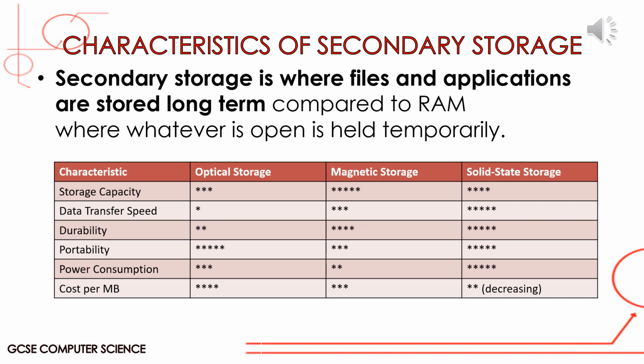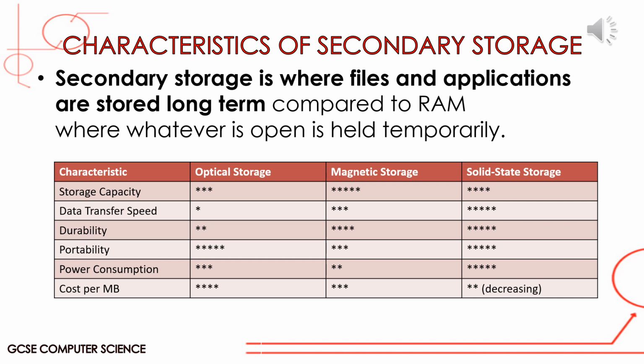Secondary storage is where files and applications are stored long term. This means that when you've got something open on your computer, it's open in RAM. But when you turn the computer off, whatever is in RAM is lost. But the secondary storage is where you will save those files and applications long term.